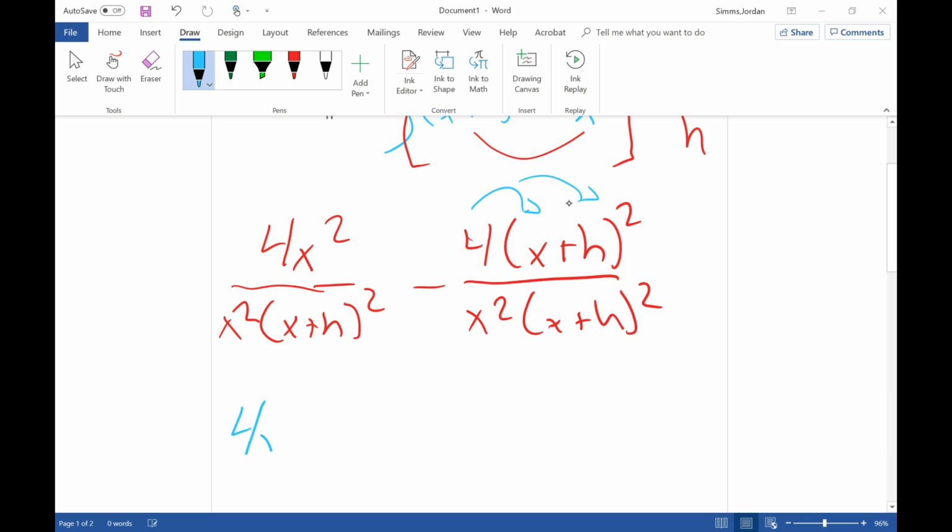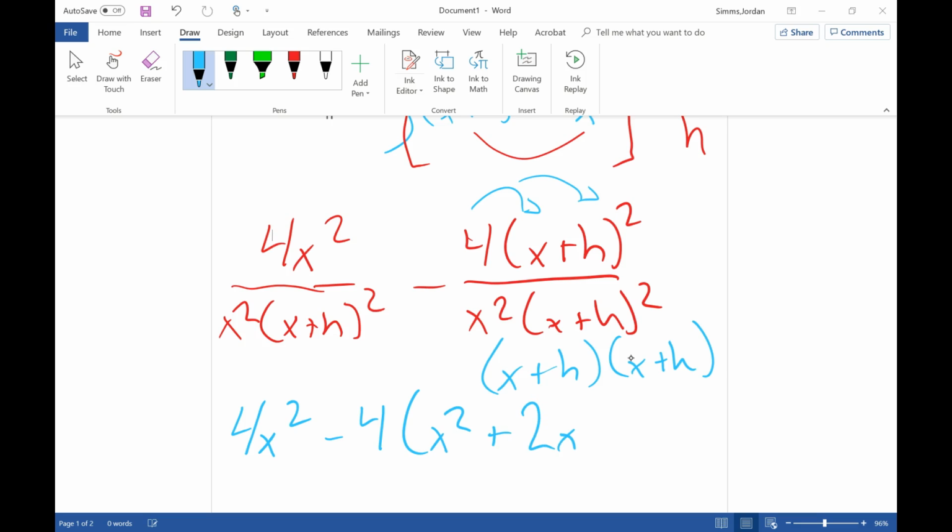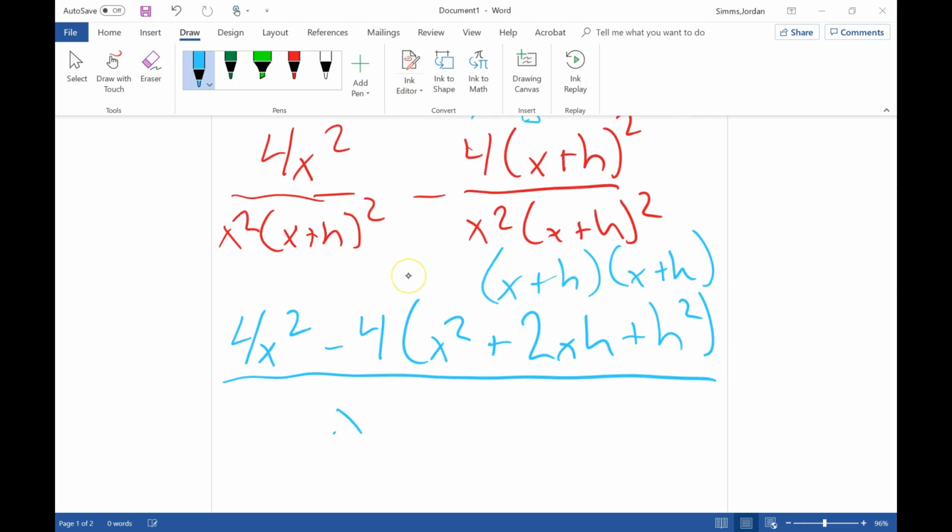So my next line is going to be 4x squared, which is this species right here, minus 4 times, and I'm going to just FOIL this out. Now remember, this is x plus h times x plus h, and we're going to FOIL that, right? First, outside, inside, and last. So our first is going to be x squared plus 2xh. I'm just combining the outside and inside because we're going to have xh and then xh, and added together is 2xh plus h squared. Now all of that is going to be over our common denominator, x squared times x plus h quantity squared.